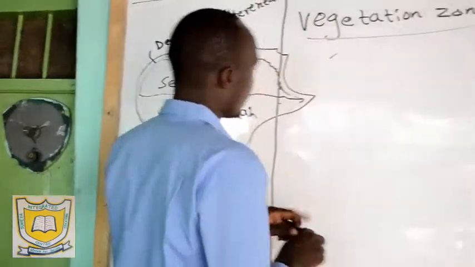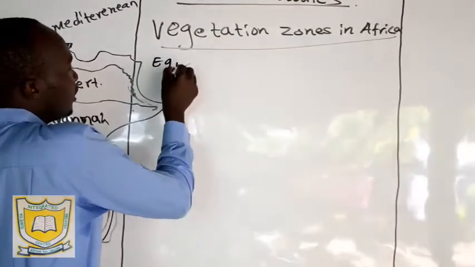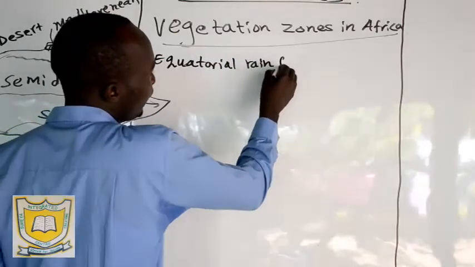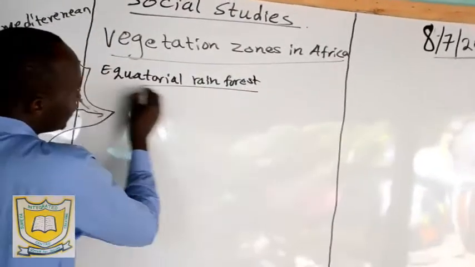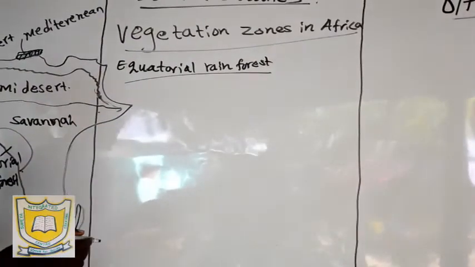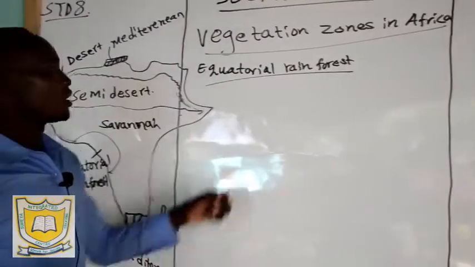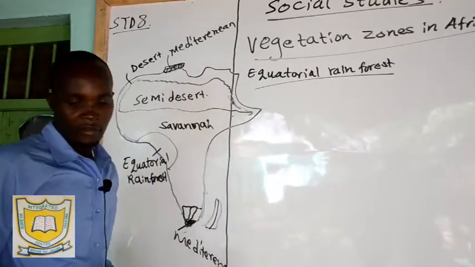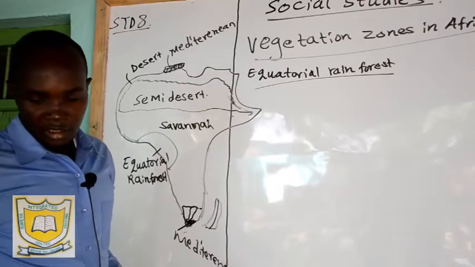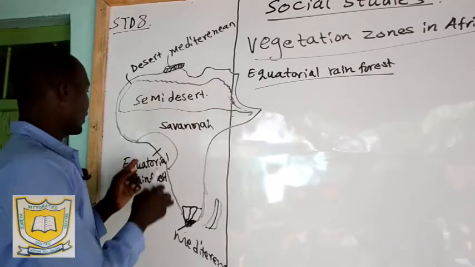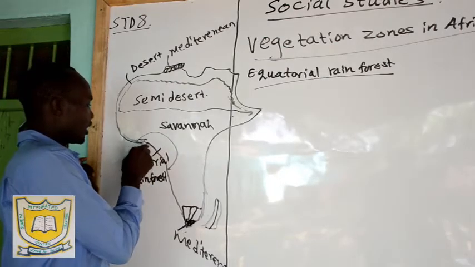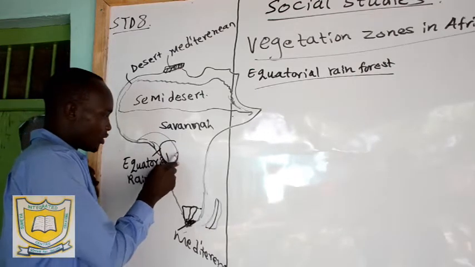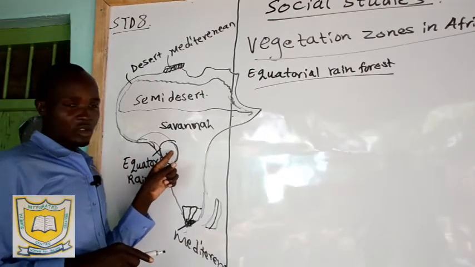So we shall start with what we call equatorial rainforest. We are going to talk about the characteristics of equatorial rainforest, and we are saying that equatorial rainforest is found in the Congo Basin. You'll find it on the coastal lowlands of West Africa. Coastal lowland of West Africa is this one. So these are West African countries, coastal lowland. The Congo Basin we are talking about here is somewhere here. So it is found there.